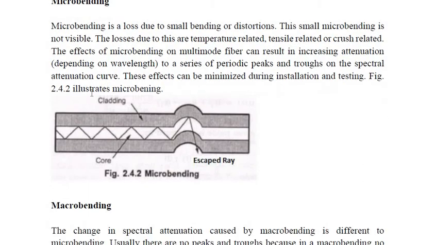This figure illustrates microbending. This microbending takes place internally, where some manufacturing defects like curvature occur, because of which the core and cladding rays may escape. So whatever defects were introduced during manufacturing are always tested when the fiber is being implemented.